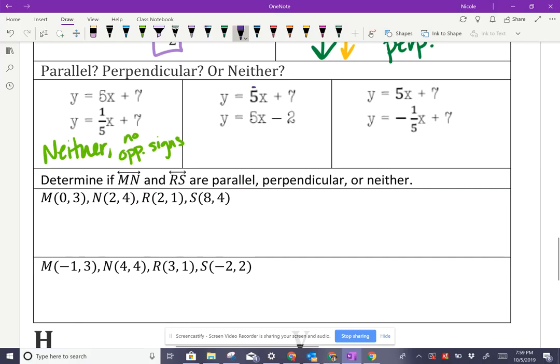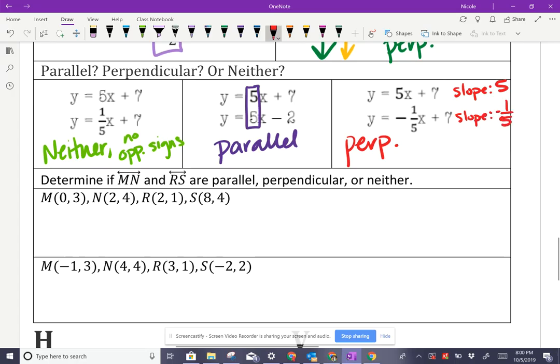So if we take a look, we've got 5's next to an x on both, so these are in fact parallel. And then let's look at our last example. We have 5x plus 7 and negative 1 over 5x plus 7. So this is in fact perpendicular because we have opposite signs and a flipped fraction. It says that our slope is 5 here, and our slope here is negative 1 over 5. So those are flipped fractions of each other with a negative sign.